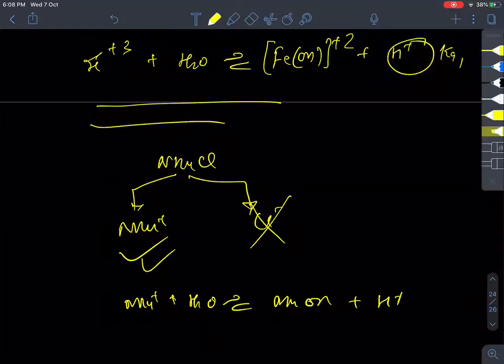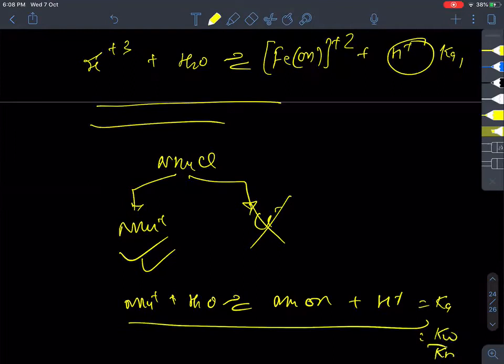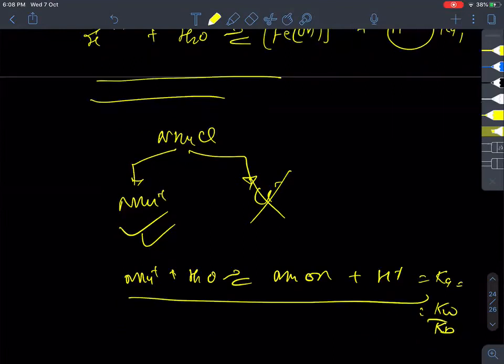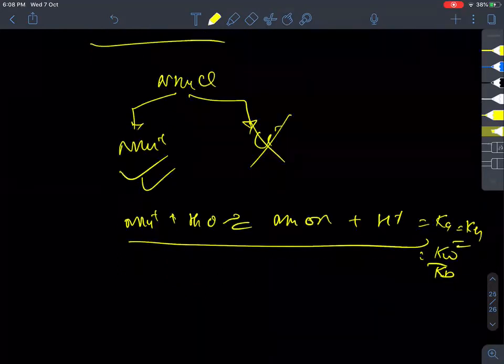And I hope I explained you. Ka, that is Kw by Kb, conjugate acid base. This is simply Kh also. You can use any name. You can solve it. So guys, do solve the problem and let me know if you are having any difficulty. So that's all for today.